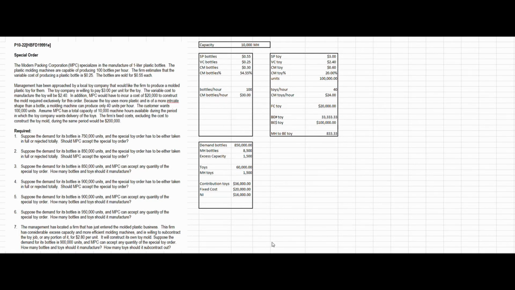First off, we can see up here that anytime we're given a choice between making bottles and toys, we're going to make bottles. So we're going to fully satisfy that demand for bottles, which is going to consume 8,500 hours. That's going to leave us with 1,500 hours of excess capacity available to make however many toys we can. Well, with 1,500 hours, we can make 60,000 toys. If we can only make 60,000 toys, our contribution will be $36,000. Our fixed costs do not change, and our net income would be $16,000. So we would go ahead and take that excess capacity and use it towards the manufacture of toys.